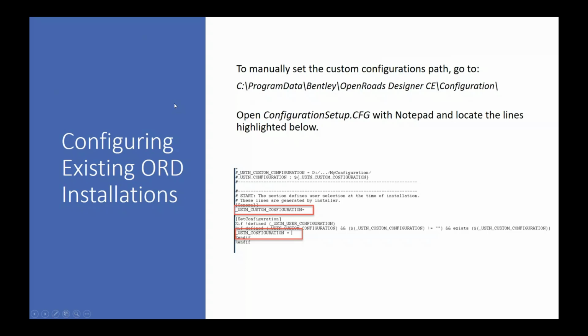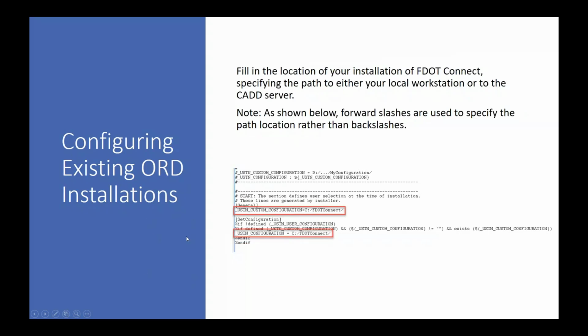You're going to open the configuration setup.cfg using Notepad, and you're going to locate the lines that are highlighted in this screenshot. This is in the installation guide. The most recent installation guide that is posted on the website does have these instructions. And of course, the instructions are spelled out here at the top. You're going to put in your custom configuration location in these two lines.